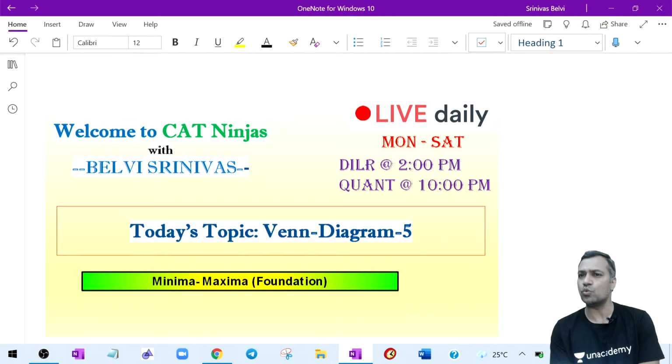So what we'll do today is one warm-up, and then we will do one CAT set. Again, in the CAT, on maxima minima, you will have level one, level two, level three. All of them are there.